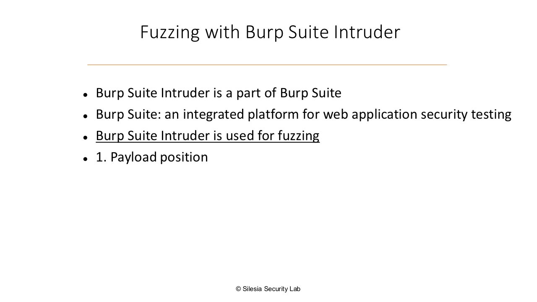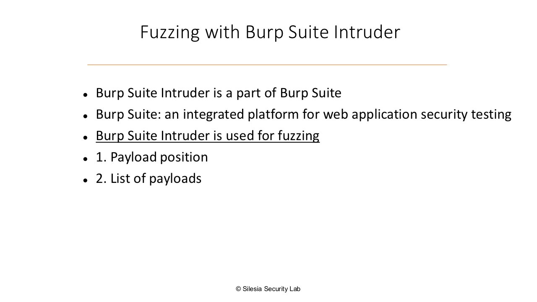And the classical placeholder is the value of a parameter, right? So we've got GET and POST parameters in web applications. The value of a given, for example, GET parameter is going to be a placeholder for our malicious payloads. But we have to instruct Burp Suite Intruder precisely where this placeholder is. And this is what we have to do. So we have to specify the payload position.